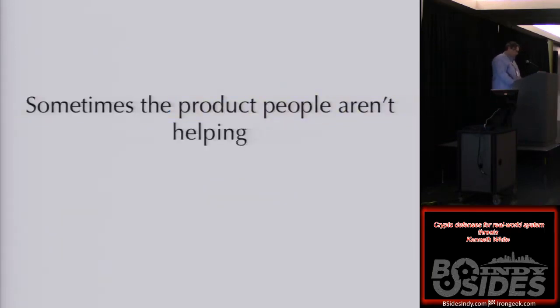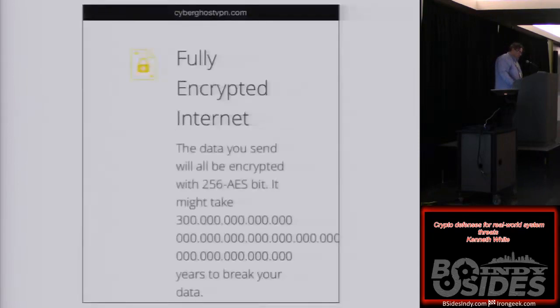And then, as we all know, if you've ever visited RSA or some of the major security trade shows, product people can sometimes be a challenge. This is a VPN called CyberHost VPN, which, by the way, has a universal pre-shared key for their VPN users, which I think is CyberHost. Awesome. So on their marketing material, the data you send will be encrypted with AES 256. It might take, I don't know how many years, or it might take 10 seconds.